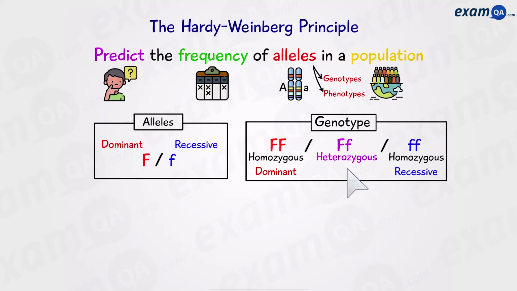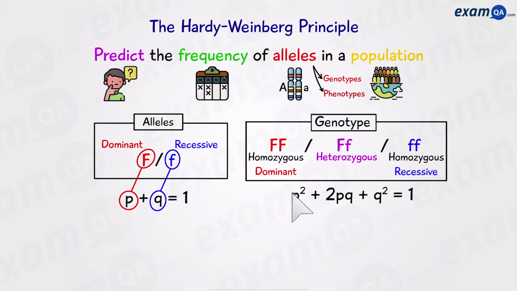Now, the Hardy-Weinberg principle has a lot of calculations, and they mainly involve these two equations. The first one is p plus q equals 1. This tells us that both alleles for a particular gene will always add up to 1. For example, we can represent p as big F and q as little f, and it doesn't matter which way around you do it. As for genotypes, we use this equation.